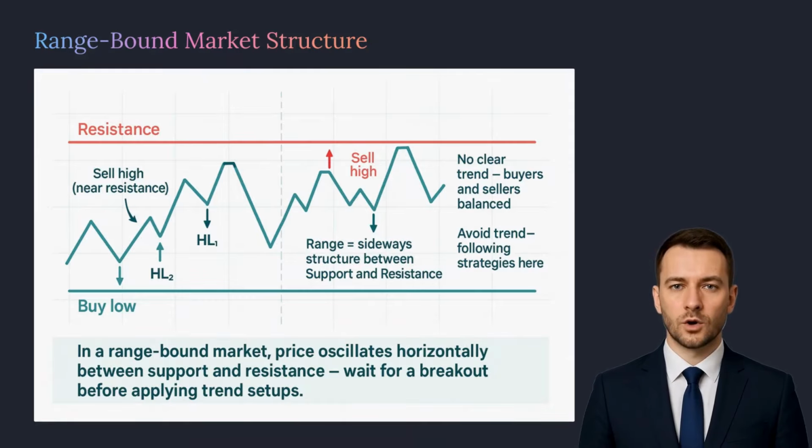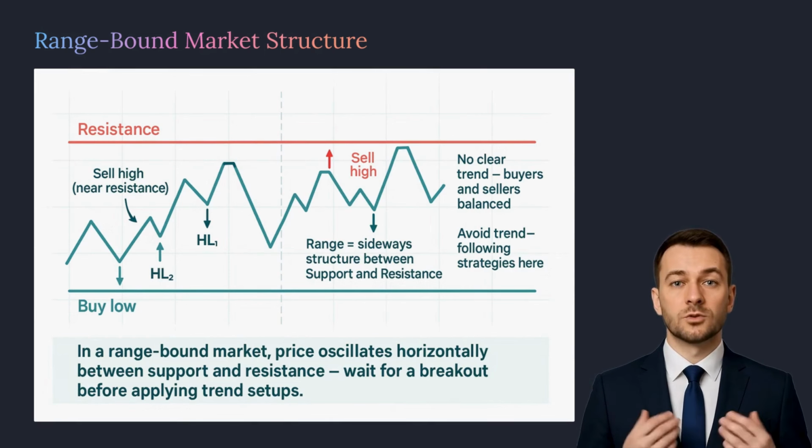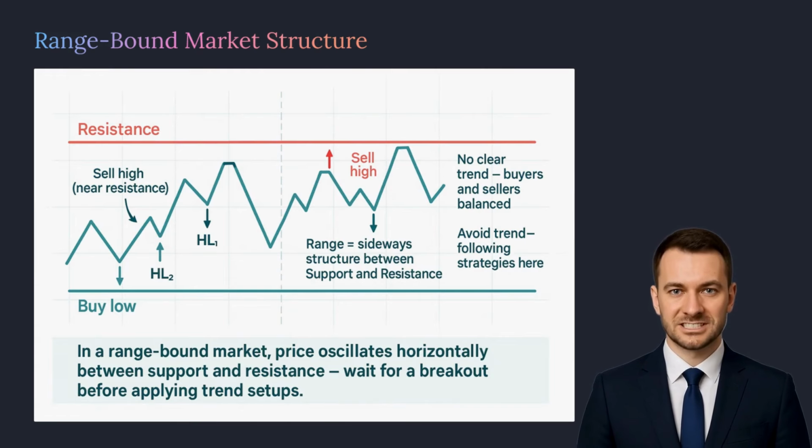Ranges. Not all markets trend all the time. Sometimes price moves sideways in a range, oscillating between a horizontal support and resistance. In a range-bound market, neither buyers nor sellers have a lasting edge. The price will bounce between support and resistance without a clear directional bias.